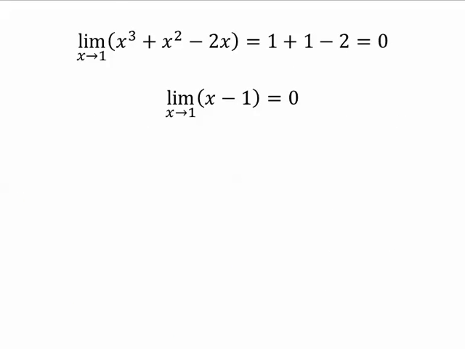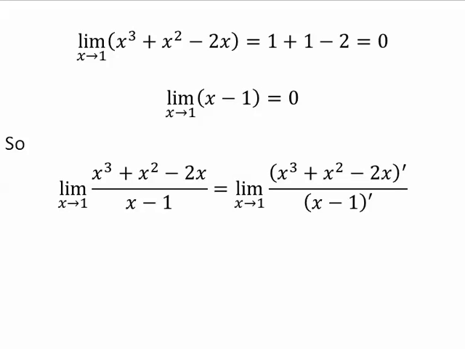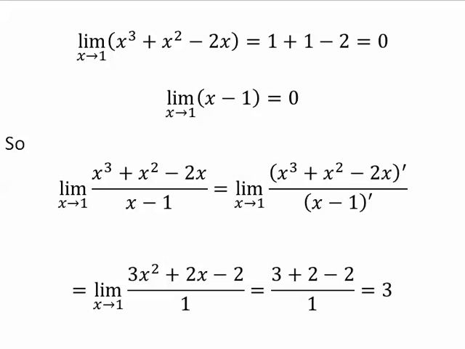Both of these limits are going to 0 as x approaches 1. And so I've got the indeterminate form of 0 over 0, and I can use L'Hopital's rule. Take the derivative of the numerator and the denominator. And look, now I can find the limit by direct substitution. So by using L'Hopital's rule, I change the limit into something that can be evaluated directly. And so I just go ahead and find that limit.